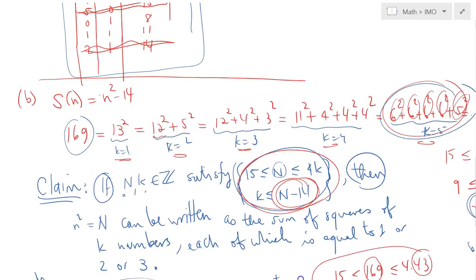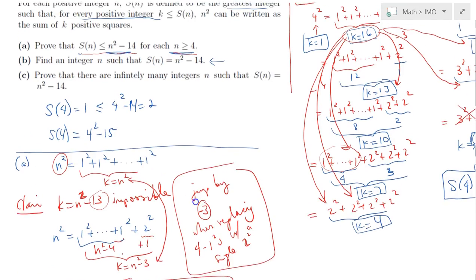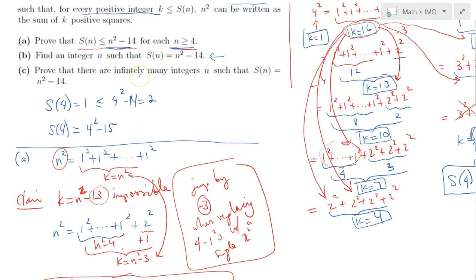And now the final part. The final one was telling us to prove that there are infinitely many numbers n such that S of n is n squared minus 14. So we already have shown one of them at least. In the previous part, we showed that S of 13 is equal to 13 squared minus 14, so we have already shown the existence of one of them.